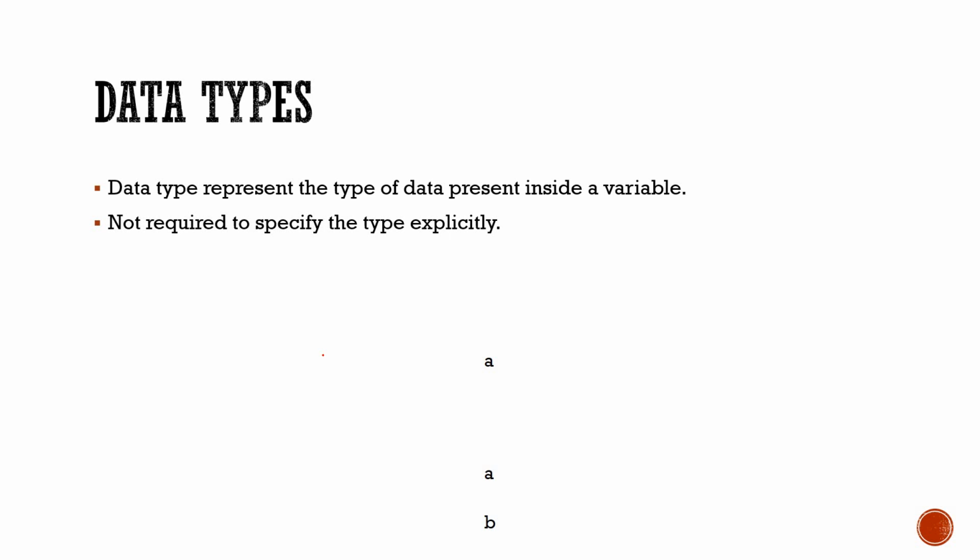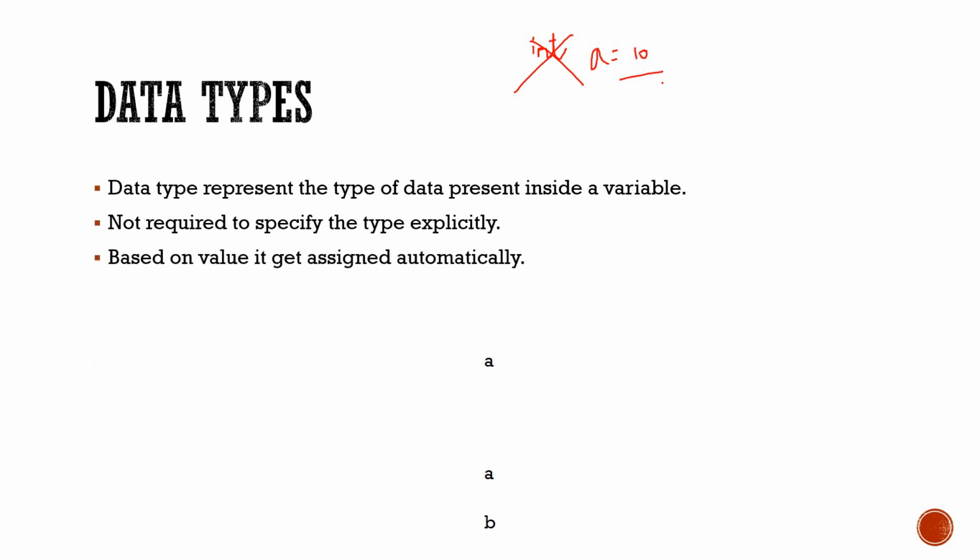Why am I saying this? In other languages, for example C, C++, Java, we need to specify that this variable is of int type, integer type. So we have to write int a = 10. Whereas in Python, we need not write any int or float. We just write a = 10, and the Python interpreter identifies that it is an integer value. So it's an integer type of variable. Based on the value, it is assigned automatically. That's why Python is a dynamically typed language.